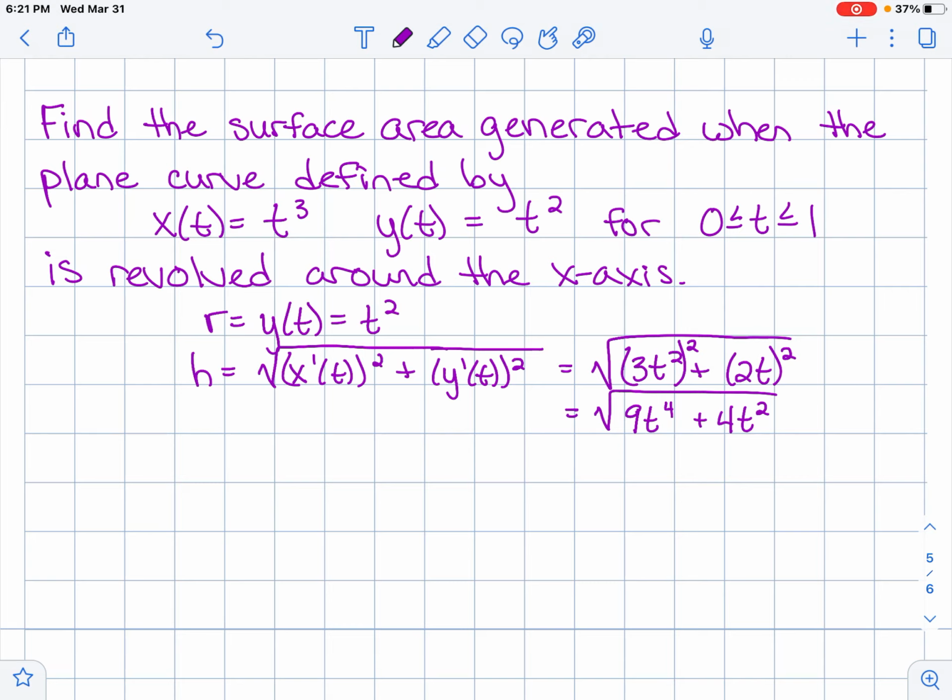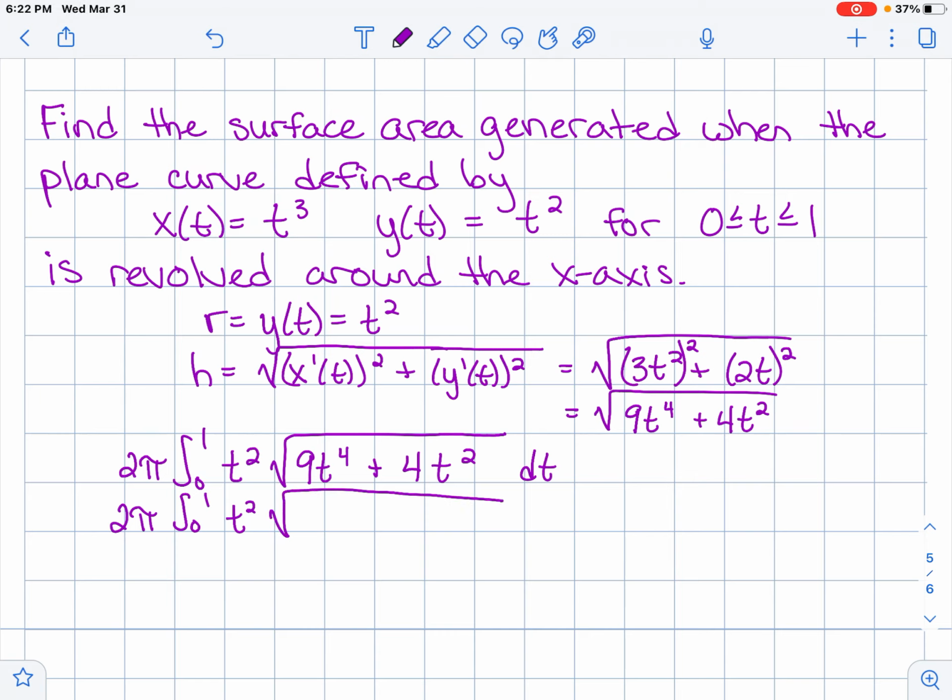Okay, let's put this all together then. We're going to find the surface area, so this is going to be from 0 to 1. The radius is t squared, and I have the square root of 9t to the fourth plus 4t squared. Let's see if I can simplify this at all. Under the radical, they both have a t squared in common. If I factor out a t squared, I'm left with 9t squared plus 4.